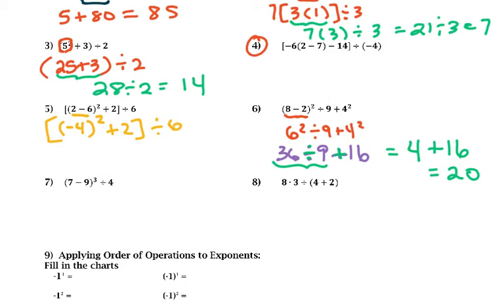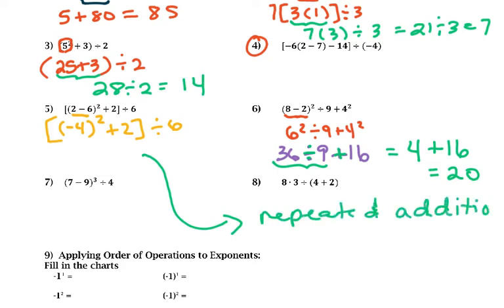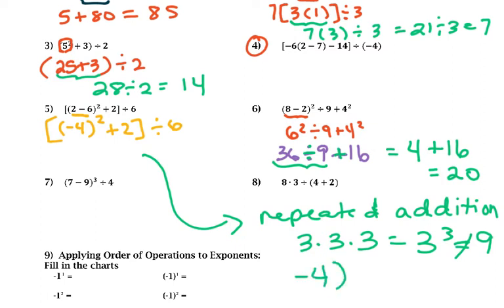Now, what does an exponent mean? I'm just going to take a little side note here. An exponent means that it's repeated addition. Okay, so that's what it is. And so it's like if I have 3 times 3 times 3, an easier way to write that is 3 to the 3rd power, which is not equal to 9. Make sure that you understand that that's not what we're doing. It's 3 times 3 times 3. So if I have -4 and it's in parentheses to the 2nd power, that means I'm going to do -4 times -4.